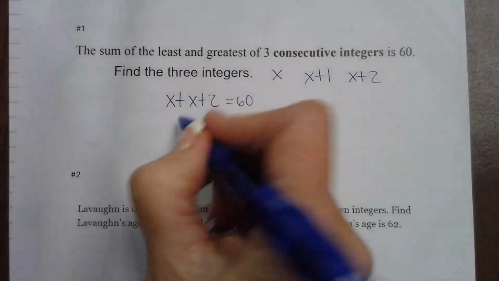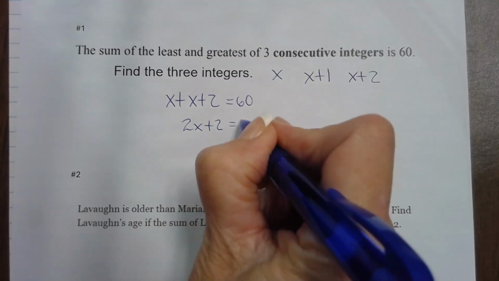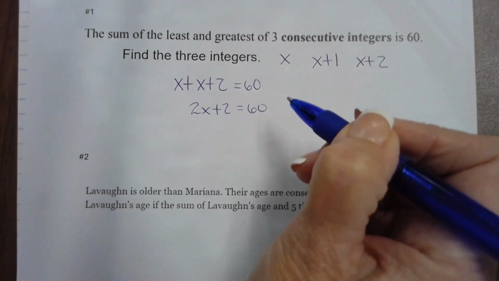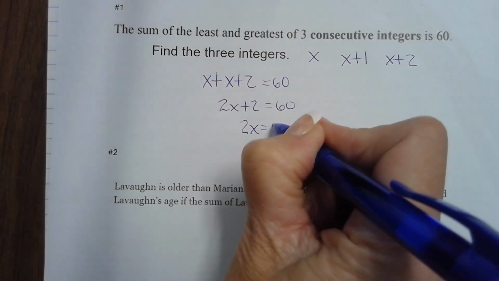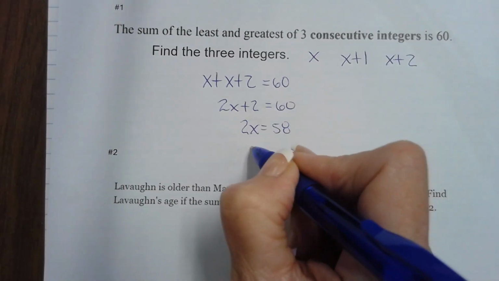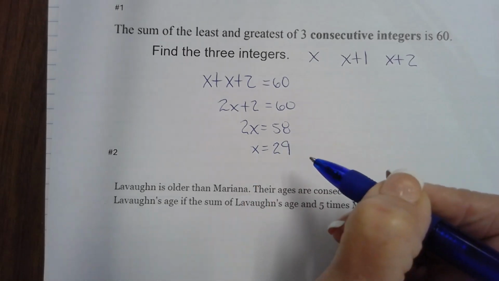So I'm going to combine like terms. I've got a 1x and a 1x. That gives me the 2x. Bring down plus 2, bring down equals, bring down 60. Now I'm going to subtract 2 on both sides, and I get a 58. And now I'm going to divide by 2, and I get a 29.